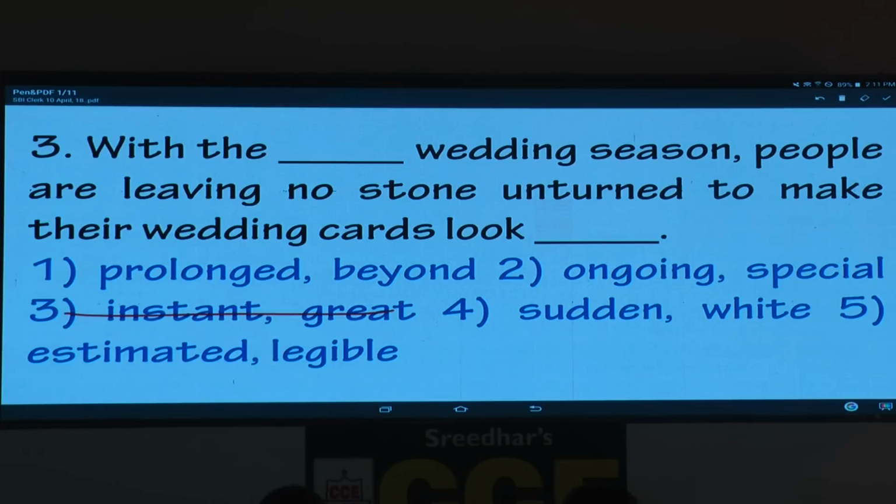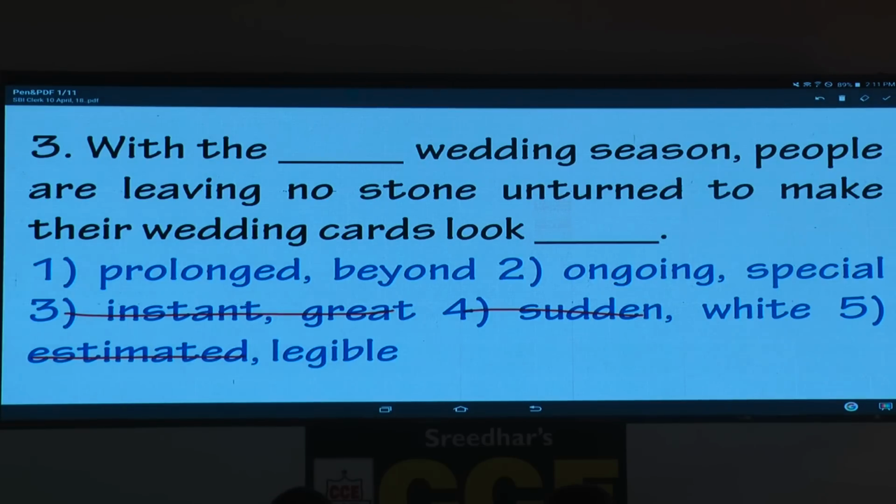With the sudden wedding season, again in our country, it has its own time, a particular month or a few months. It cannot be sudden. So based on the first option, that is also ruled out. With the estimated wedding season, you can never estimate a season. It is also ruled out. So what are you left with?